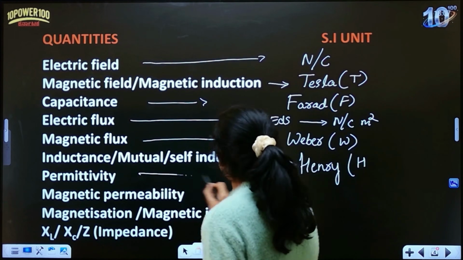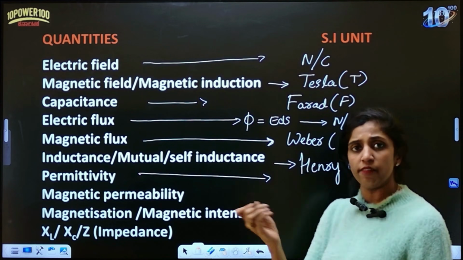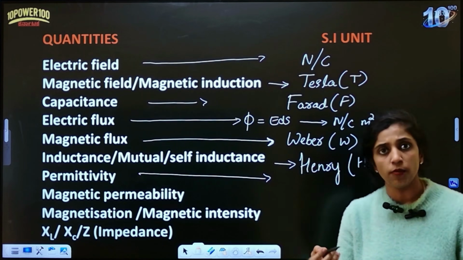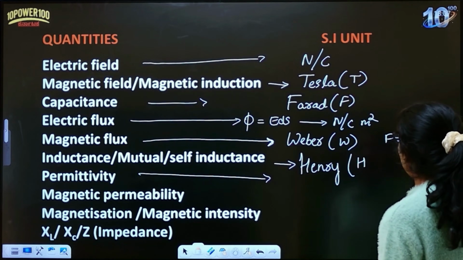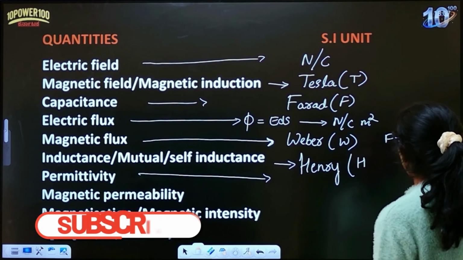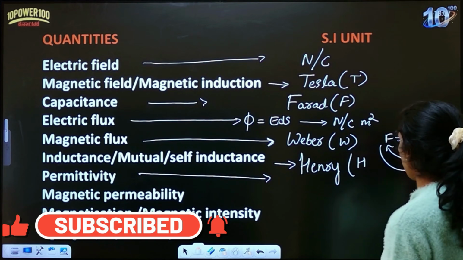Okay, so what is the SI unit of permittivity? We get permittivity in Coulomb's law formula, right? F equals 1 by 4 pi epsilon naught Q1 Q2 by d square. So if I take epsilon here and F here, I'll get 1 by 4 pi F.